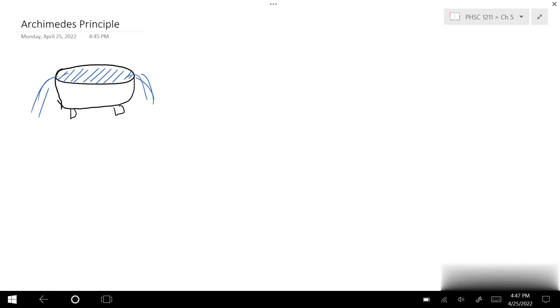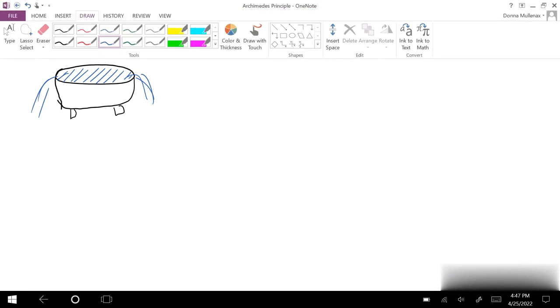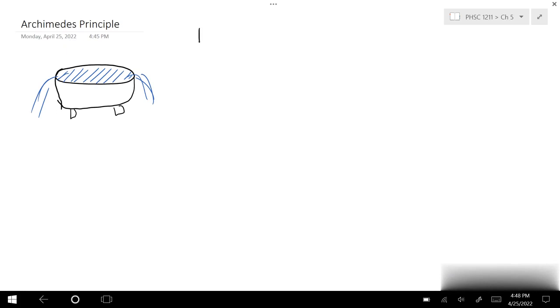And so Archimedes actually used this concept to help figure out if a crown that he was given was pure gold by using density and by using pressure. So the Archimedes principle is the following.